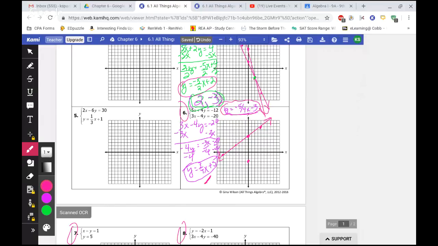So if I go up 5, which I really want to move toward that line, remember, because I'm trying to find where they intersect. So I definitely want to move toward that line. I'm going to go up 5. That means I've got to go left 4. 1, 2, 3, 4, 5. 1, 2, 3, 4. So there's my second line.